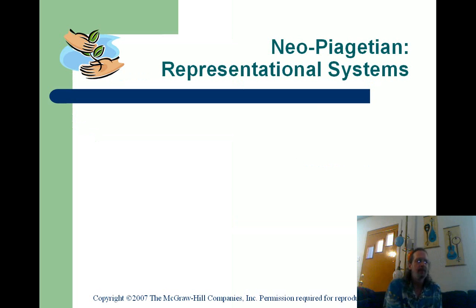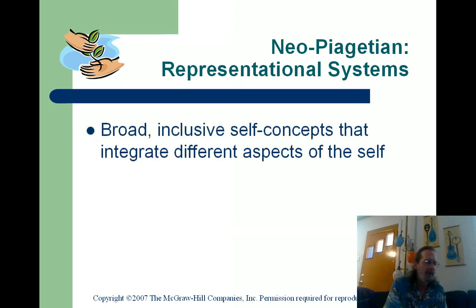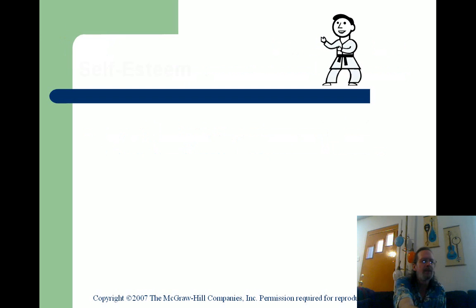Okay, cognitive development, Jean Piaget and representational systems. We are now in Piaget's third stage of development as far as self-definition. So instead of using those single, separated, different ideas or concepts about themselves, they are now integrating the different aspects and coming up with a much more realistic and broader concept of themselves.